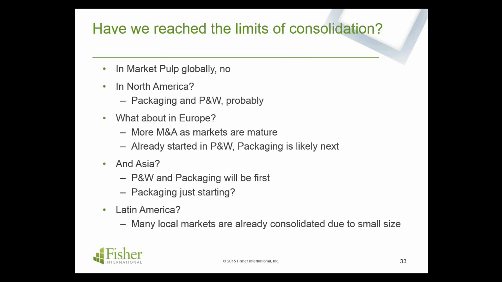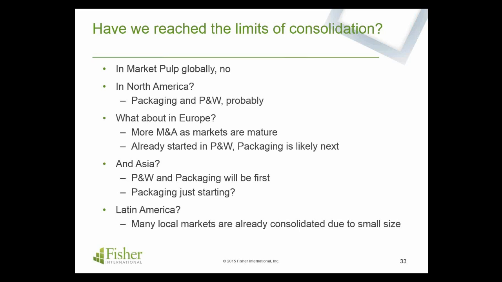So in North America, in packaging and printing and writing, we're bumping up against that 90% ownership value, where the Department of Justice becomes very interested in any additional M&A activity. We saw that exhibited when mills had to be sold off in order for the Department of Justice to approve recent acquisitions.